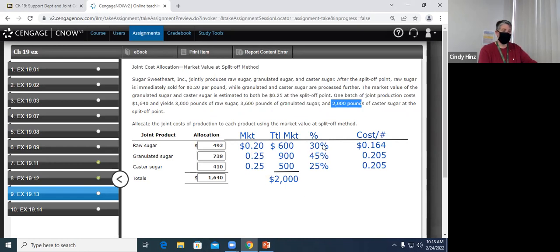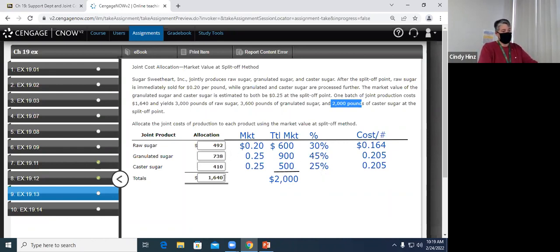We found the percentage by dividing its portion. $600 of that total market value is for raw sugar, 600 out of the 2,000, that's 30%. Okay, so that's how we got the percentages. 900 divided by 2,000 is 45, 500 divided by 2,000 is 25. Now we know the percentages of the total market value at split off for each one of the three products.